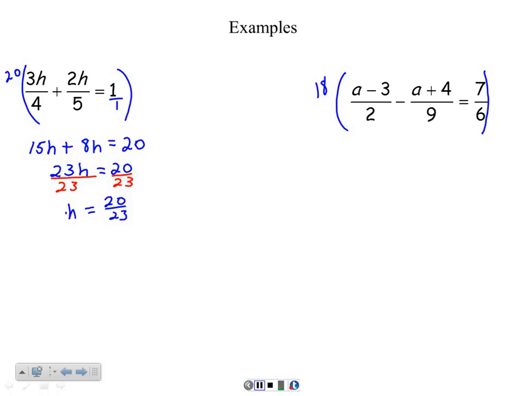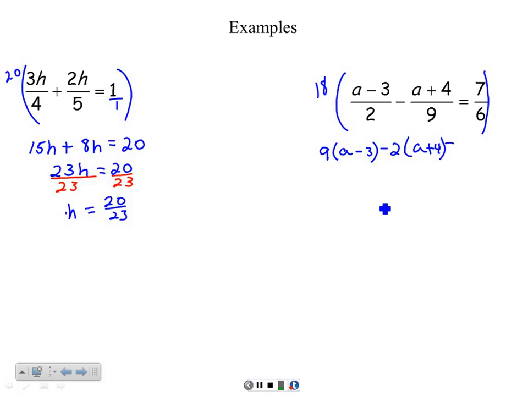We're going to say 2 will go into 18 9 times, and then what I'm going to do is the distributive property, 9 times a minus 3. For the next fraction, 9 will go into 18 2 times, so I'm going to have negative 2 times a plus 4. Now you may be wondering, where did that negative come from? Well, here what we have is this minus sign is this minus sign.